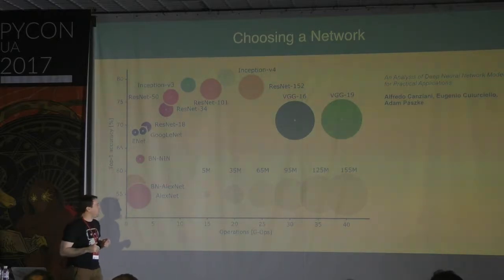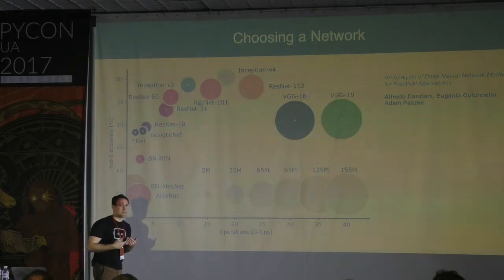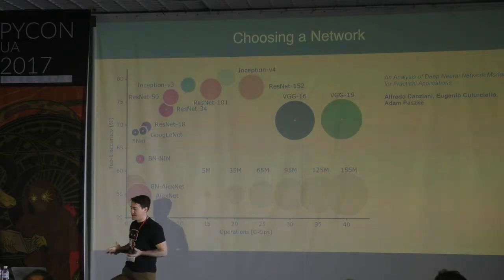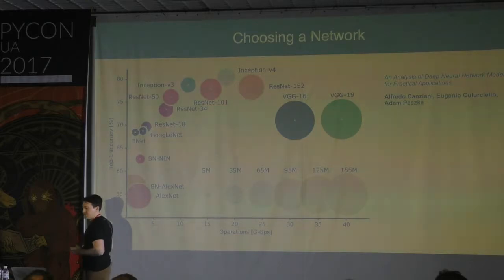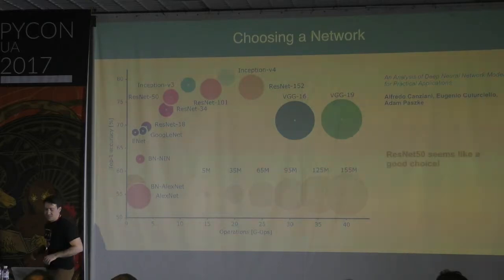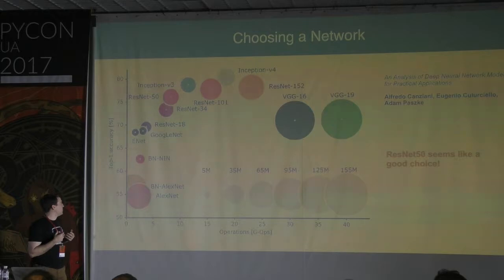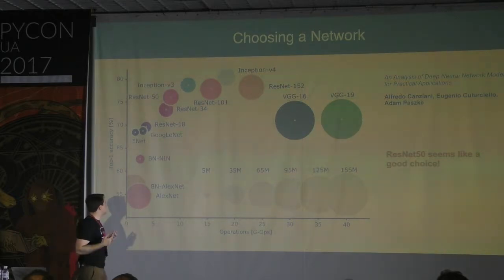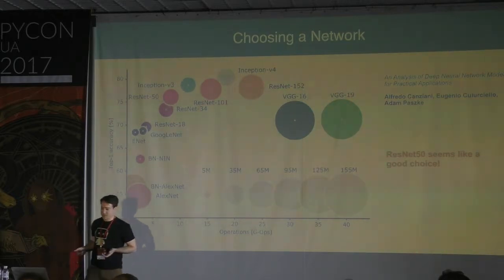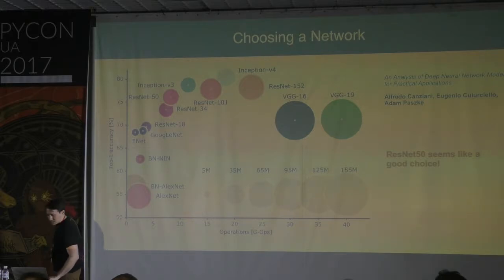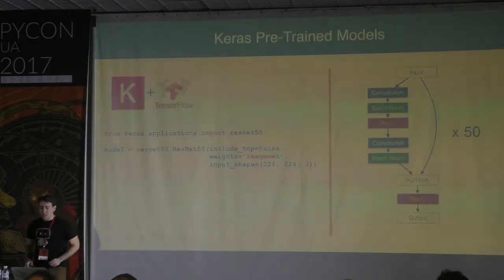And so we want to choose something that is relatively fast, is relatively accurate, and doesn't have a lot of parameters, has a small little dot. And the one that looks very good here is ResNet 50. It's kind of the pink dot up there. You can see it's relatively fast, it has high accuracy, and it's small in terms of memory usage. So we'll go ahead and use that.